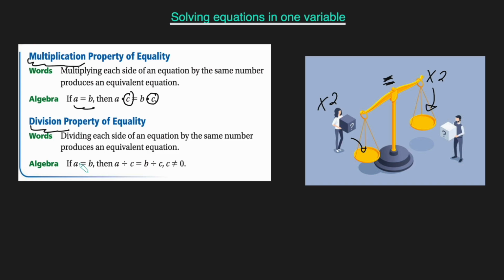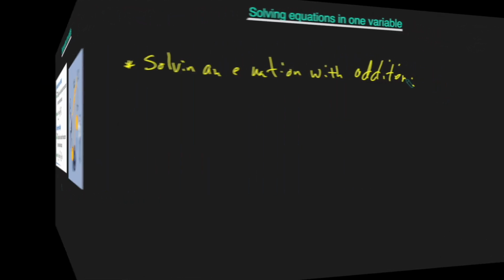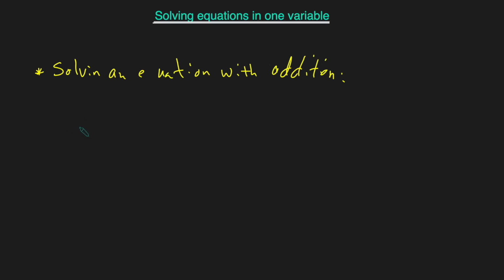Same thing with division. If we have two numbers, a equals b, and we need to divide by a number c, then we have to do that to both sides. Now let's work on some examples.